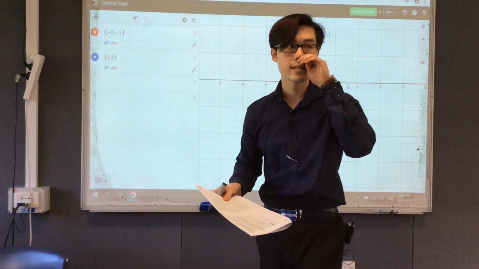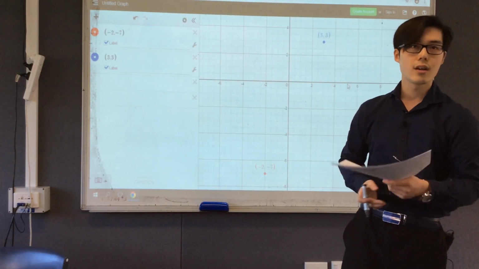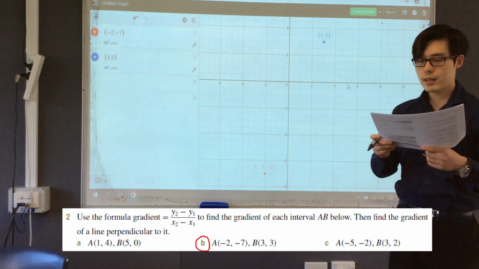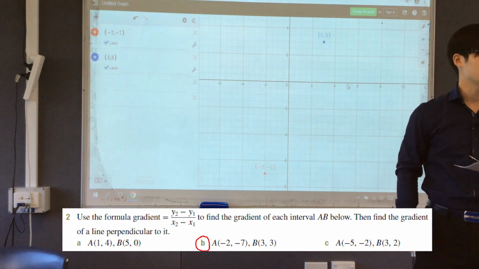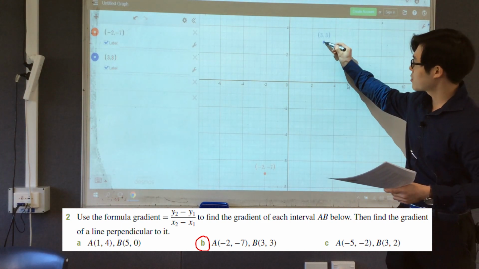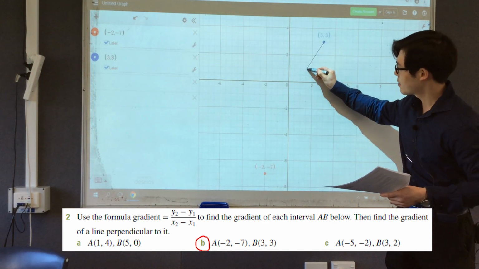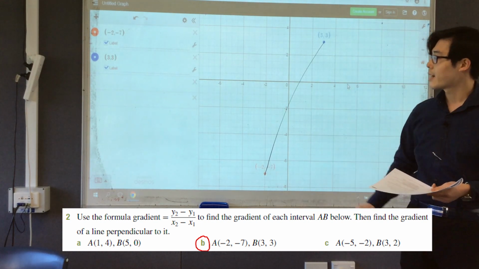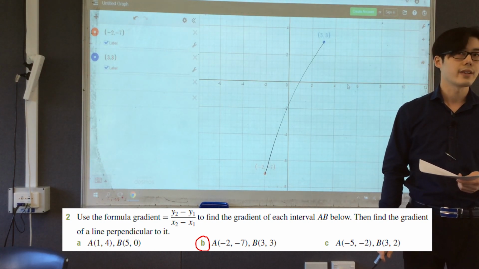So girls, the next exercise is all about finding the gradient of a line. For example, in question 2b, they've given you these 2 points, 2 coordinates. What they want you to do, if I link this up visually, that's off, but you get the point, is find the steepness or the gradient of that line.